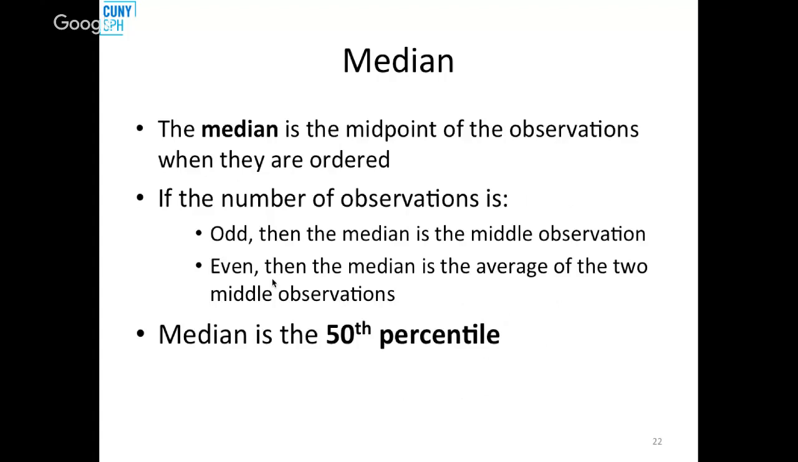So the mean, remember, was a sum of values divided by the number of observations. The median is just the midpoint, or the 50th percentile. There are different ways of calculating the median. If the number of observations is odd, it's easy. If it's even, there are different approaches to calculating the median. This is one way to do it, the average of the two middle observations.